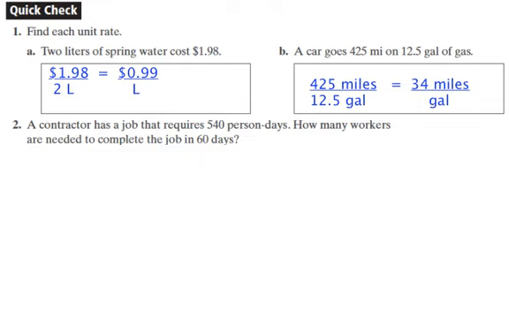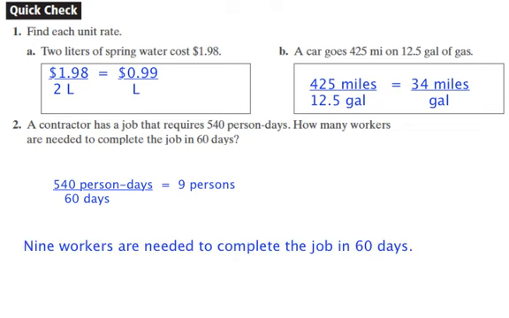For quick check number 2, a contractor has a job that requires 540 person days. How many workers are needed to complete the job in 60 days? We're going to take 540 person days over 60 days. 540 divided by 60 is 9. 9 persons are needed. 9 workers are needed to complete the job in 60 days.